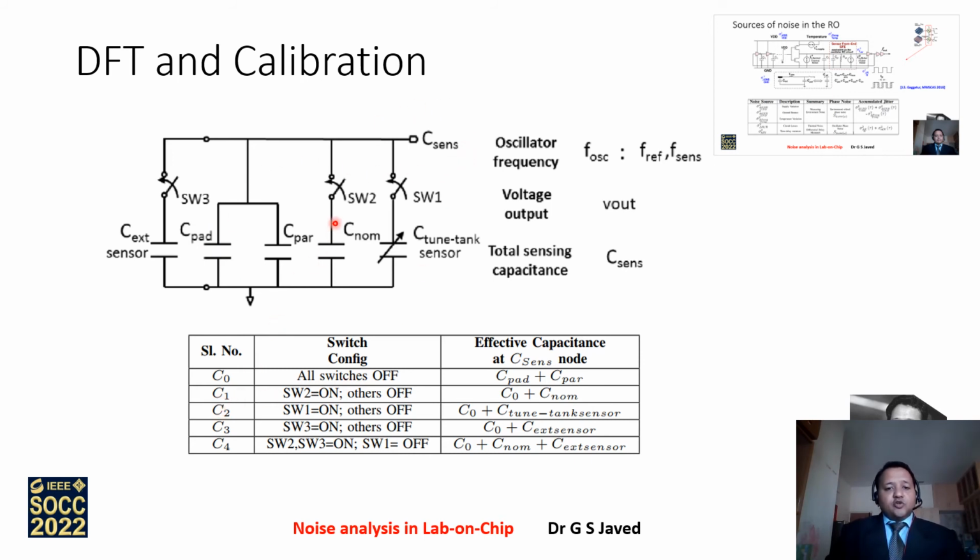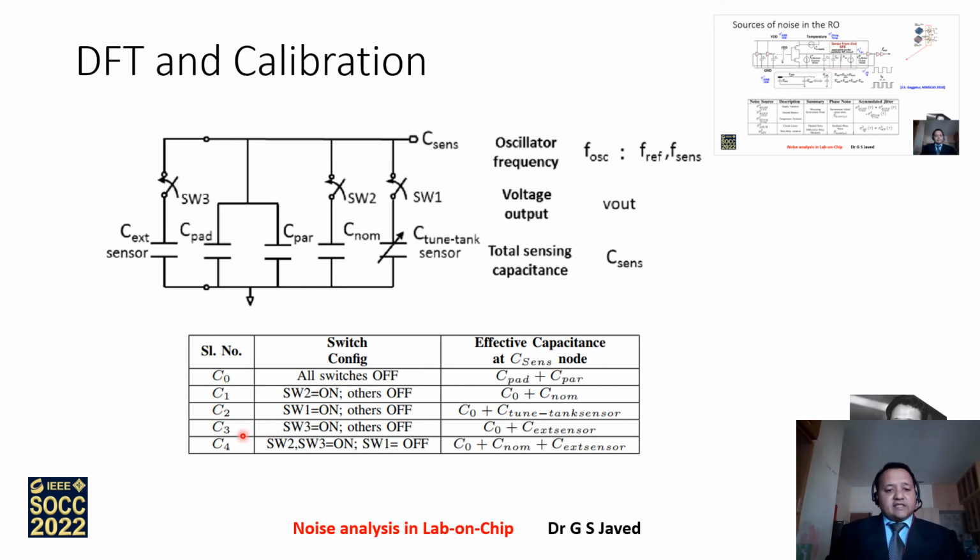When switch 2 is turned on and all the others are turned off, along with C0 there is a C nominal capacitance which is present. When switch 1 is turned on and all the other switches are turned off, you have the tank sensor C tune, which is contained in the RC tank, turned on to enable the system.